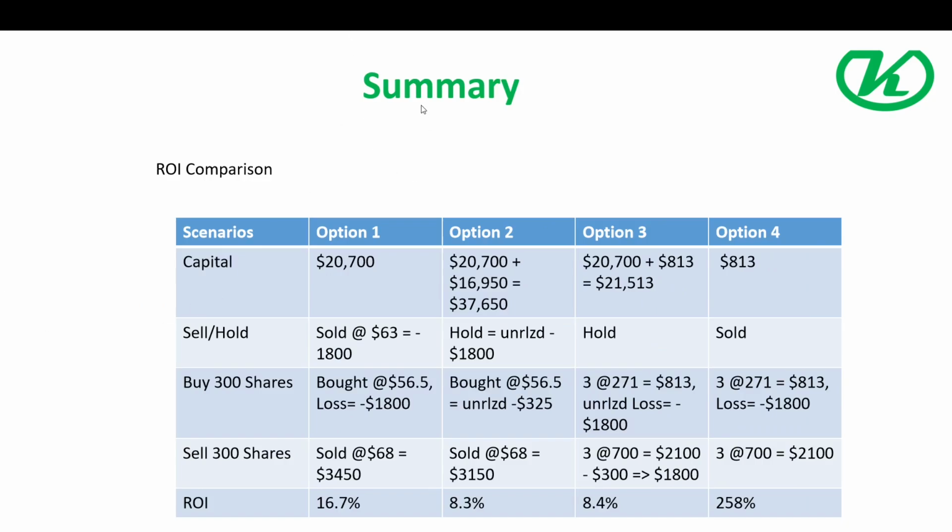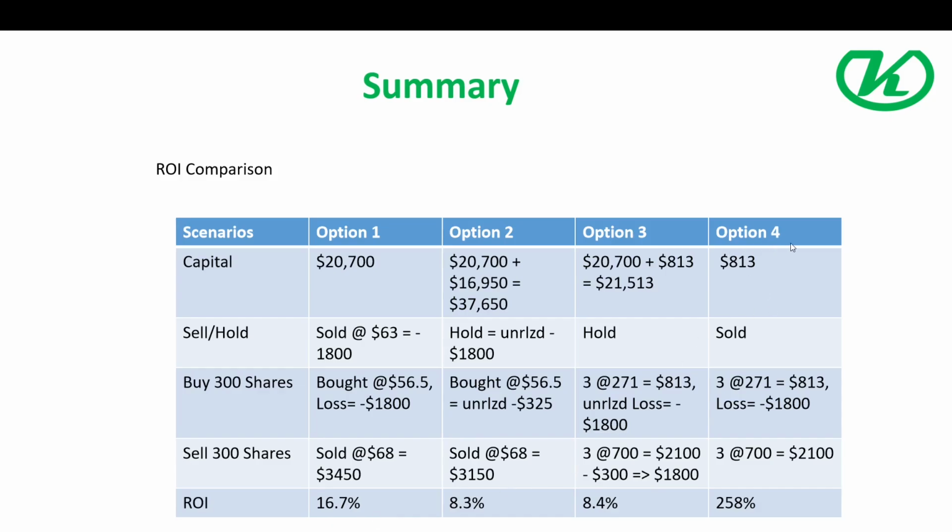Let's look at the summary of the options. Earlier I was talking about three options, but I have added a fourth option. This fourth option is a modified version of option 3. Option 3 was basically if we hold on to our 300 stocks and then we buy a call, we get a rate of return of 8.4%. Compared to option 1, where the rate of return on our investment is 16.7%, in option 2 it's 8.3%, and in option 3 it's 8.4%. So if we look at options 1, 2 and 3, we see that option 1 has a better return on our investment.